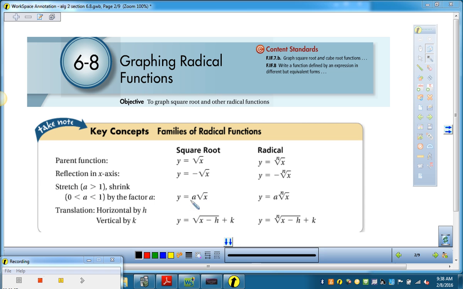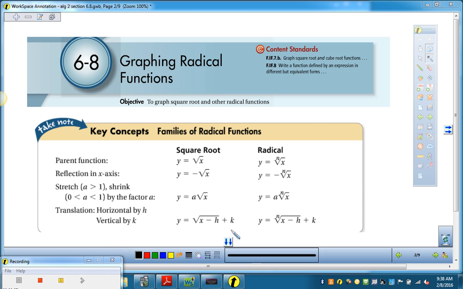The stretch is the one that gets you most nervous. We're going to mainly deal with the vertical stretch out in front, instead of the stretch inside the square root, because those are a little harder to grasp. So if a is greater than 1, it is a stretch. You're stretching it vertically. If a is between 0 and 1, which means it's a fraction less than 1, like 1/2 or 1/3, then you are shrinking it vertically by a factor of a, by a factor of 1/2. So if there's a 1/2 in front, you're squishing it vertically. You're multiplying each y value by a half.